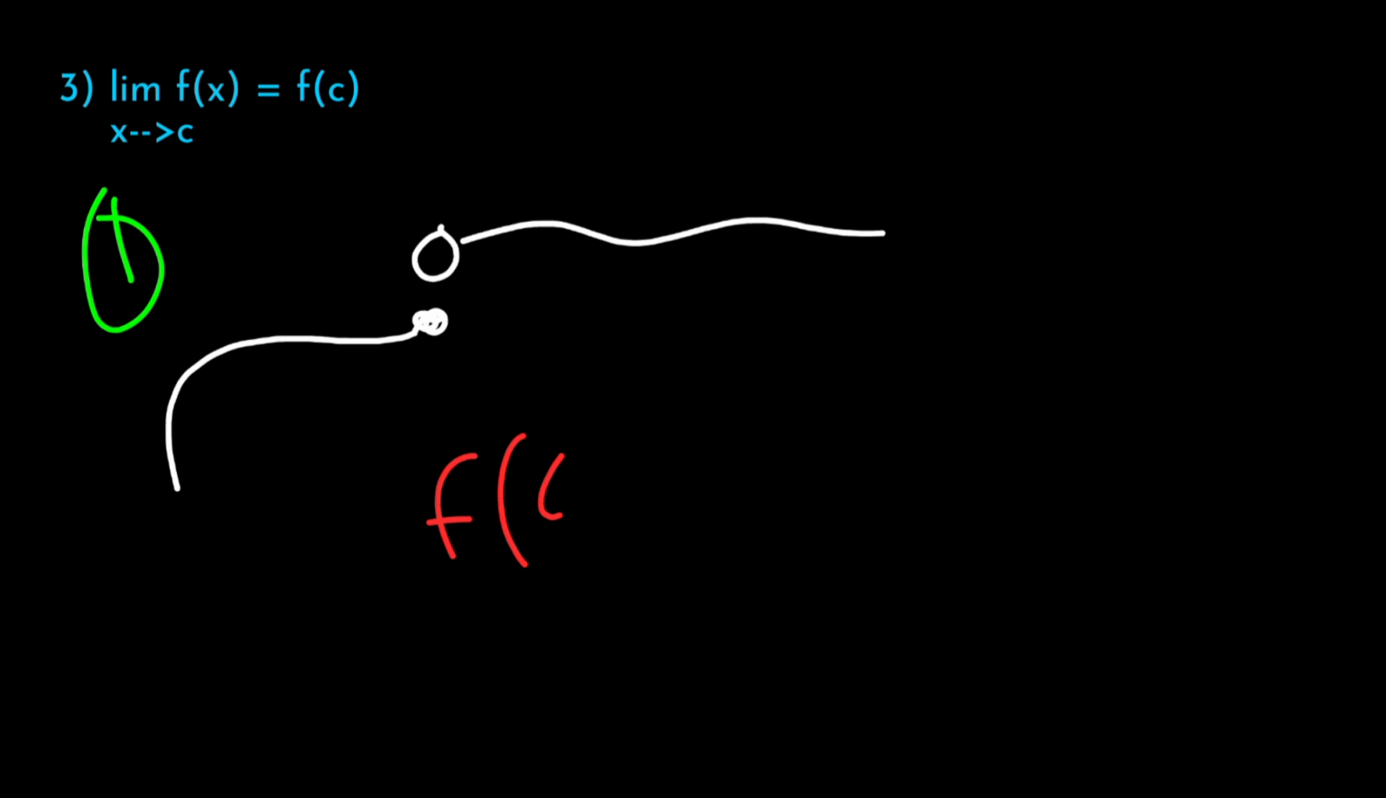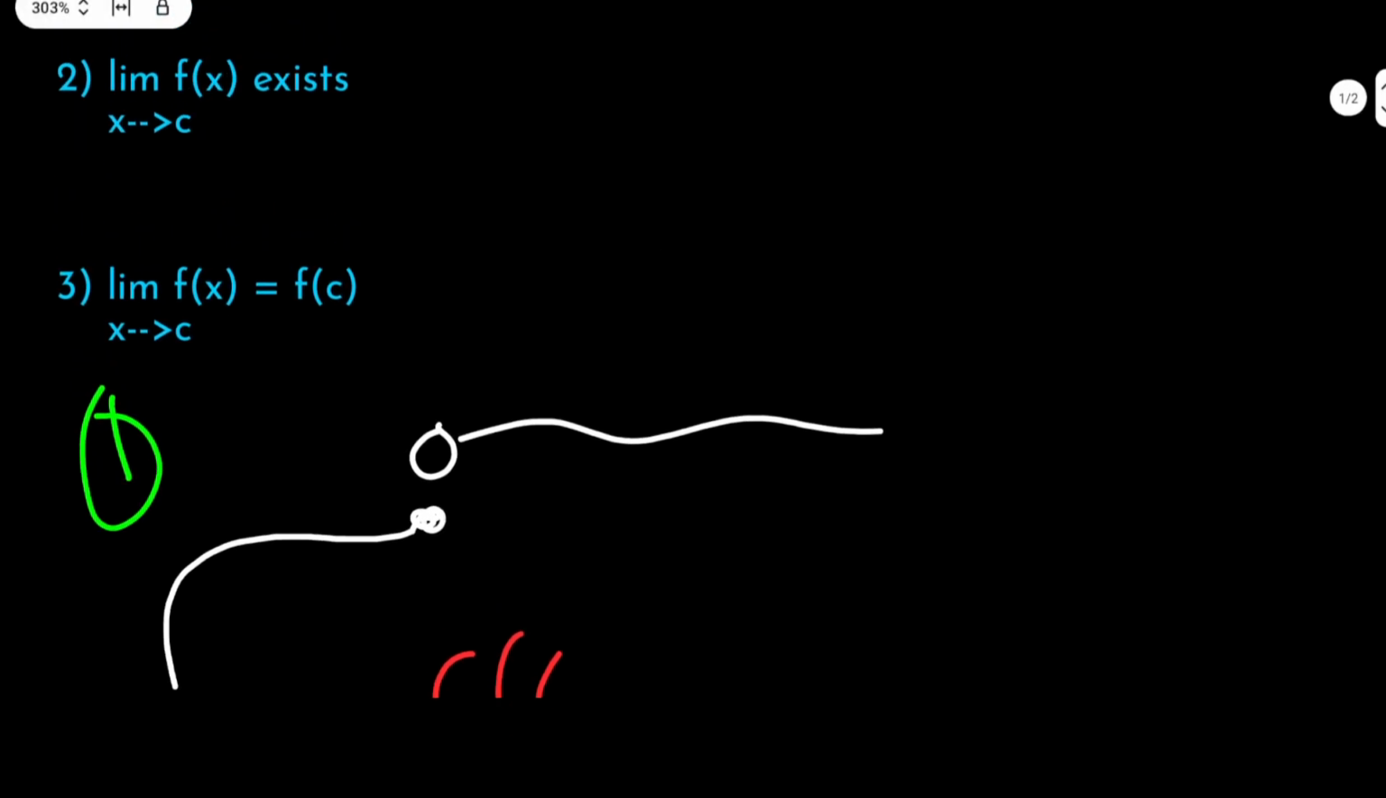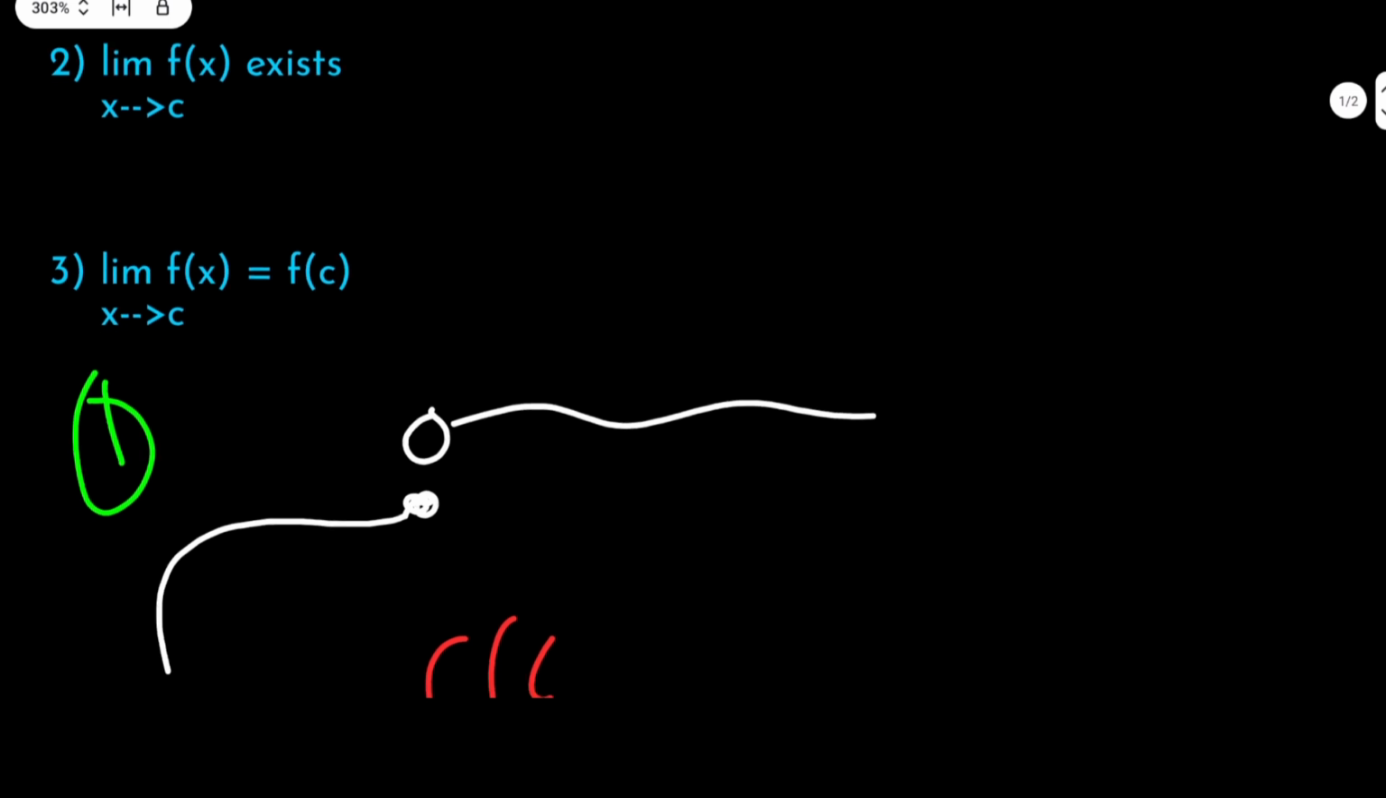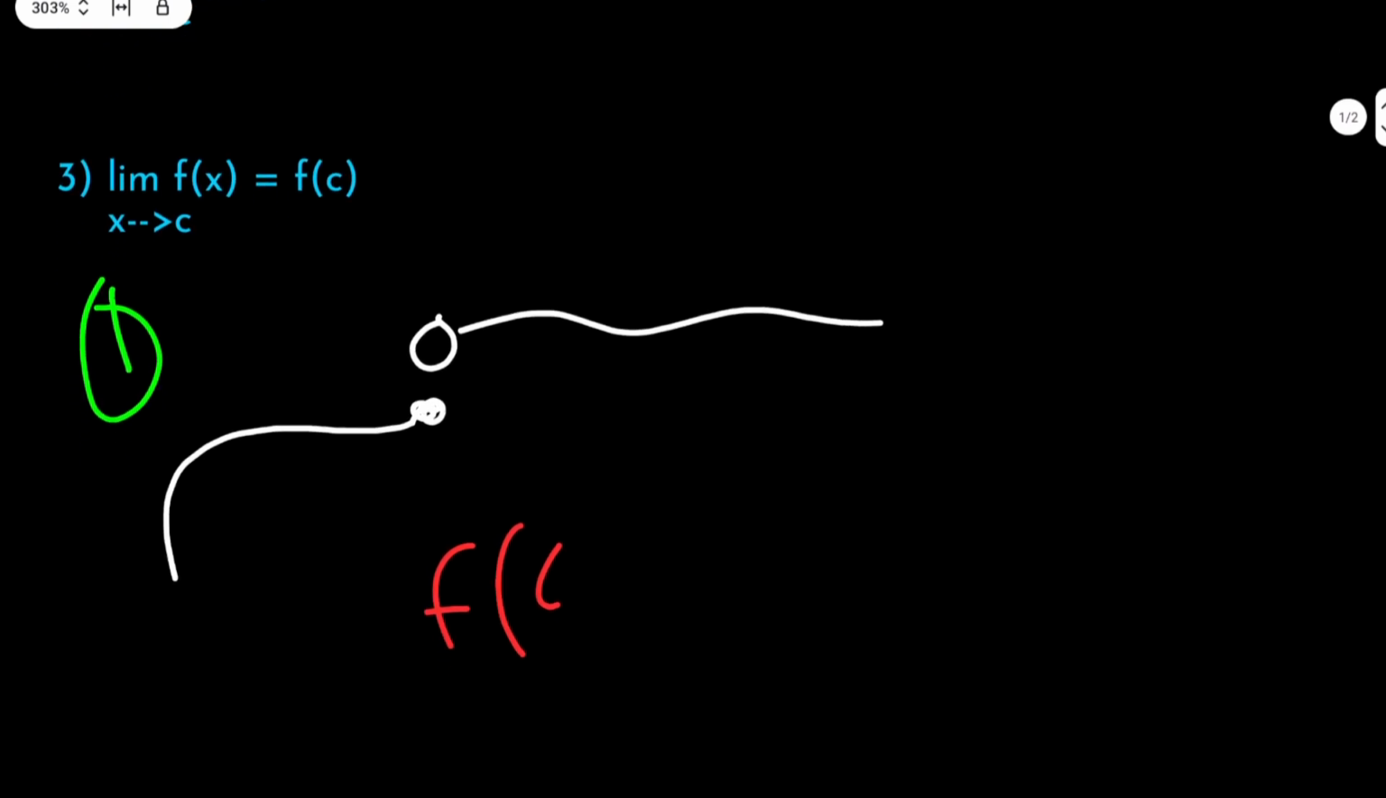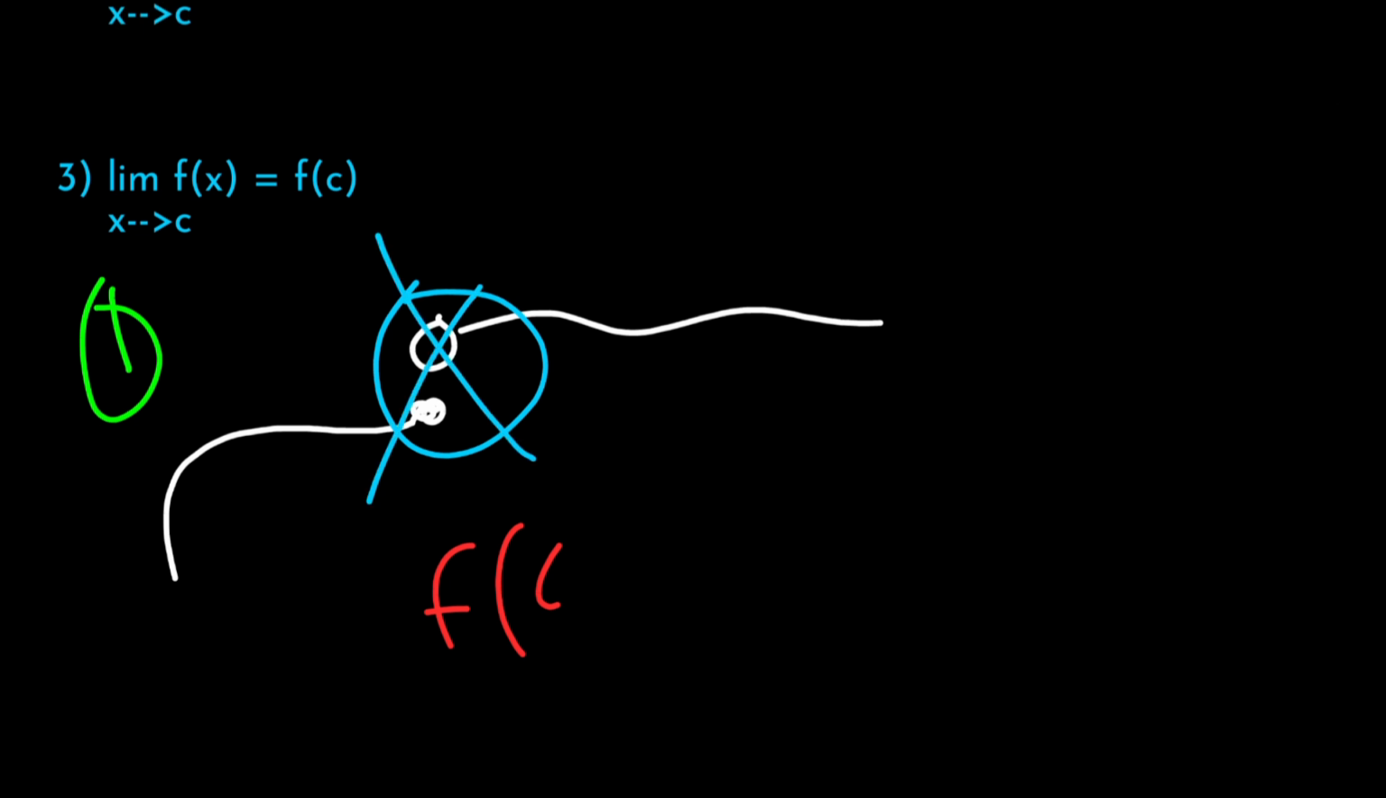Does it pass condition 2? Well, what does condition 2 say? It says, as I approach the constant, it is the same y value. So does the double-sided limit exist here? It does not exist. So therefore, number 2 is failed. So it's not continuous.